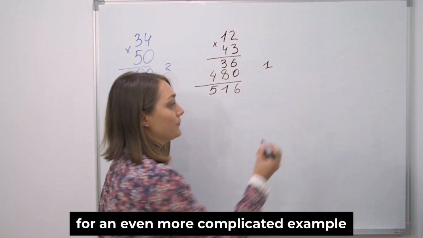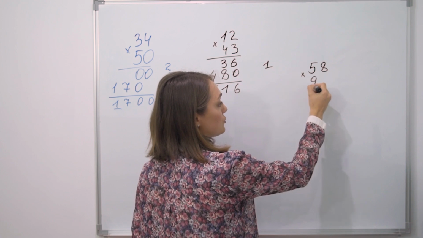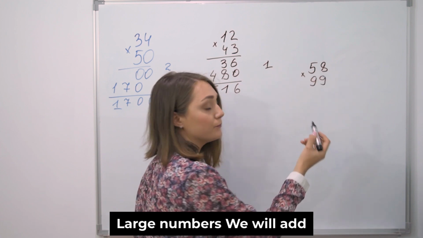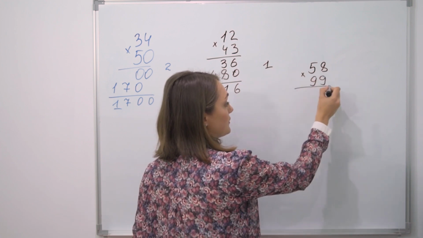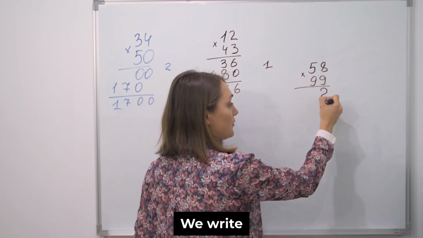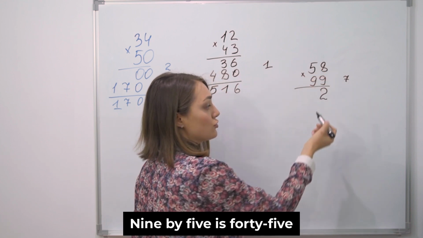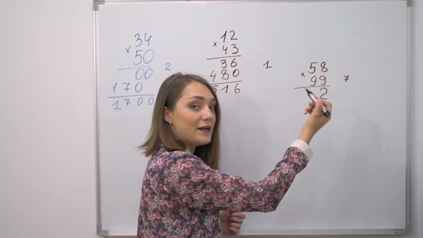Now for an even more complicated example. 58 multiplied by 99. Large numbers. We will add a lot in our heads. 9 by 8, 72. We write 2, 7 in mind. 9 by 5 is 45, but we add 7, 52.